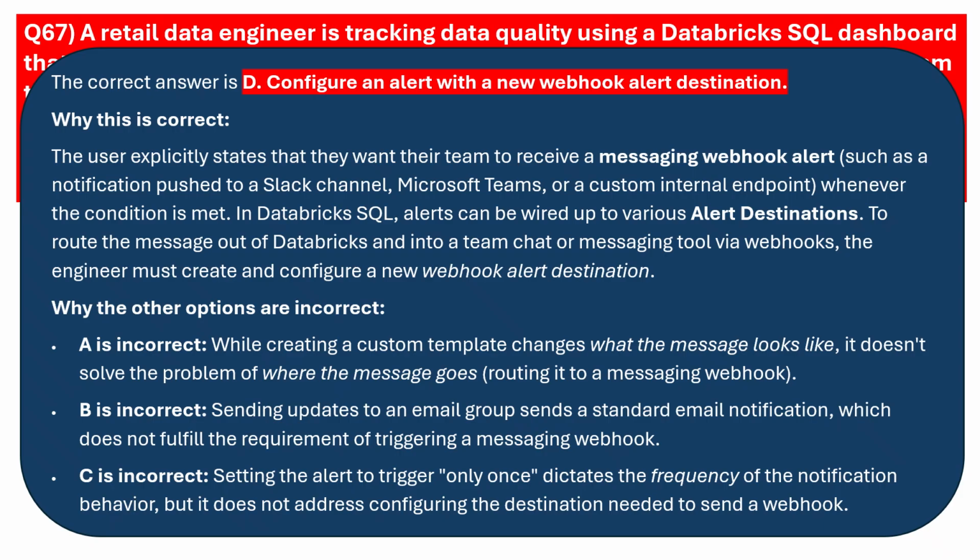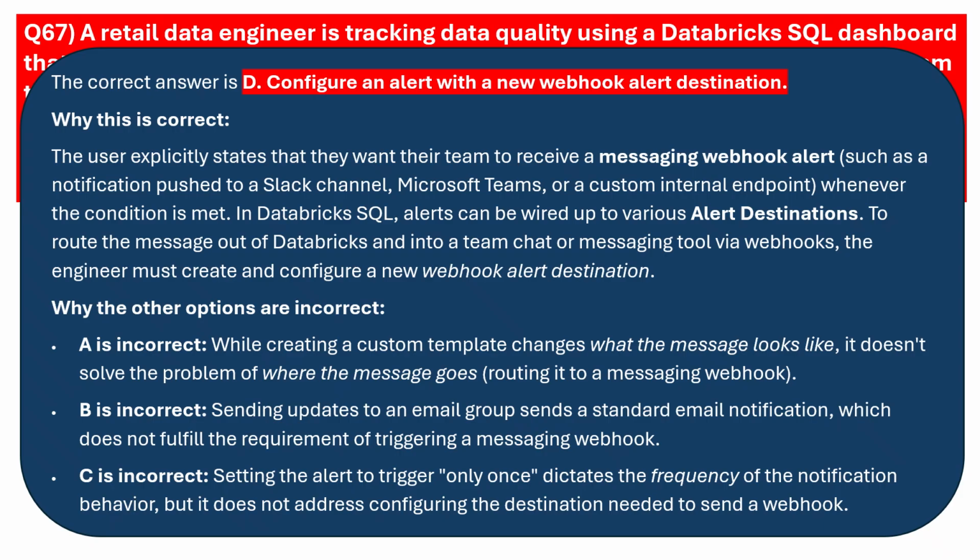Why this is correct. The user explicitly states that they want their team to receive a messaging webhook alert, such as a notification pushed to a Slack channel, Microsoft Teams, or a custom internal endpoint, whenever the condition is met. In Databricks SQL, alerts can be wired up to various alert destinations. To route the message out of Databricks and into a team chat or messaging tool via webhooks, the engineer must create and configure a new webhook alert destination.